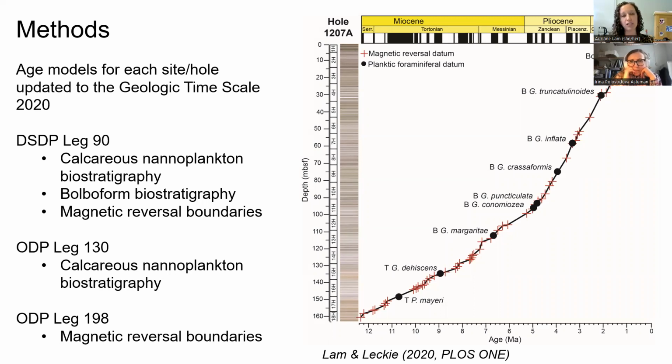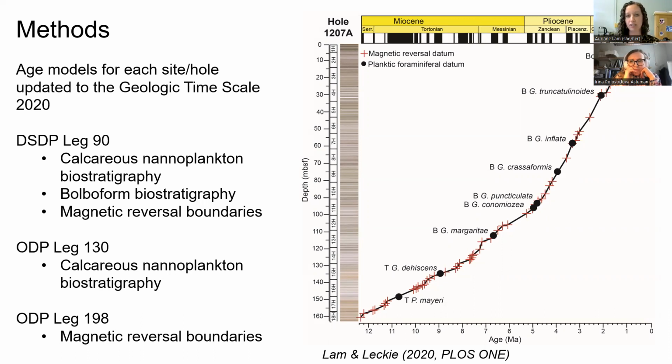And then the Leg 198 sites, so hole 1207A, 1208A, and 1209A, they're closer to land, but they're also in deeper water. So they have really nice carbonate, but also clays throughout the sections. So they have really, really well-constrained magnetic reversal boundaries. So they have a really nice age model based on magnetostratigraphy.